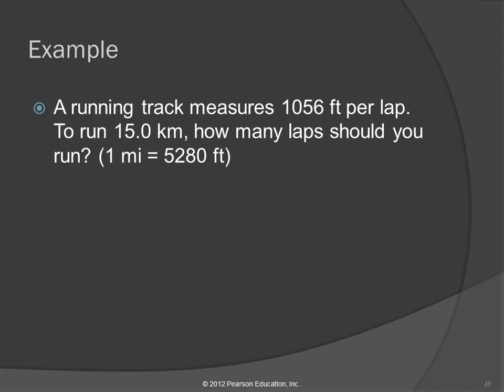Let's do this one. This is a little more complicated. A running track measures 1,056 feet per lap. To run 15 kilometers, how many laps should you run? And then there's a little piece of information there. 1 mile equals 5,280 feet.